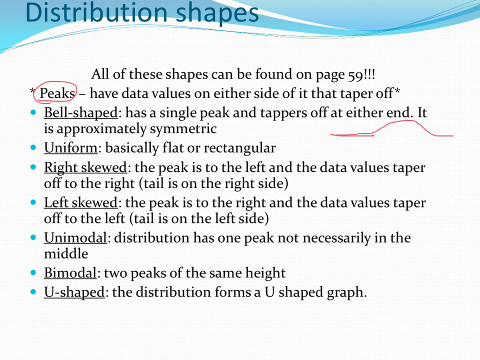A uniform-shaped is basically flat and rectangular. Right-skewed has a peak to the left and then a tail to the right. So it looks kind of like this. Left-skewed has a peak on the right and a tail on the left. Looks like that. Unimodal can have one peak anywhere. And then bimodal could have 2 peaks, and then U-shaped actually forms the shape of a U. So those are all of your basic shapes of a graph.